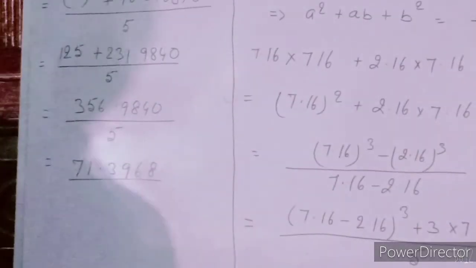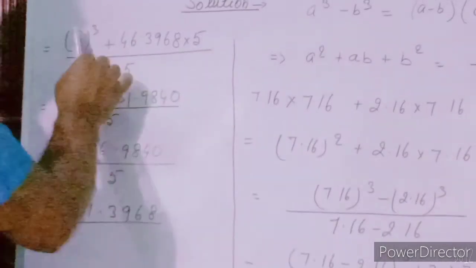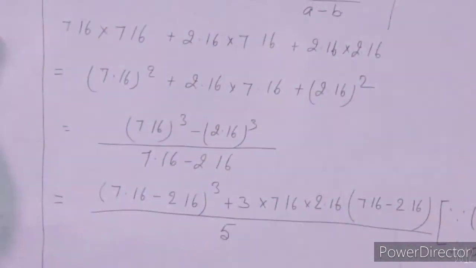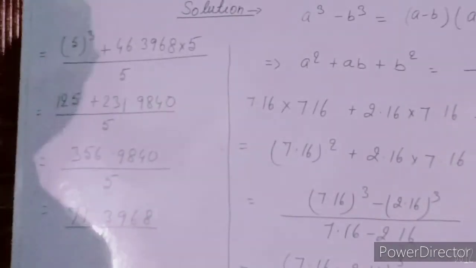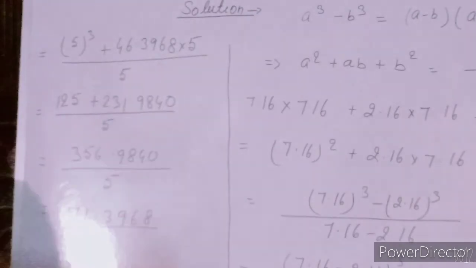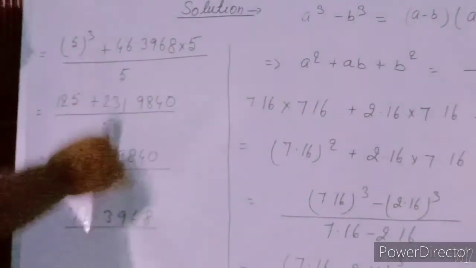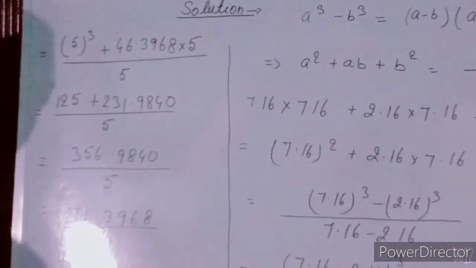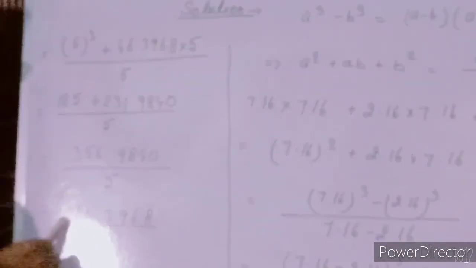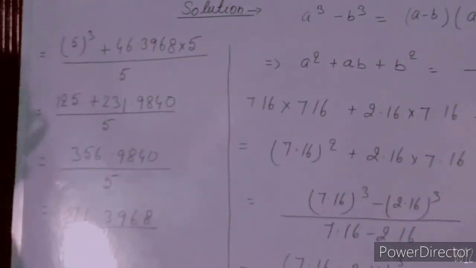Now come to this part. 7.16 - 2.16 became 5, whole cube, plus this multiplication, where I have done rough calculation, these 3 multiplications are 46.3968, and this subtraction is 5. So in this step, 5 5s are 25, 25 5s are 125, and these two multiplications became 231.984, divided by 5. I added these two and got 356.984 divided by 5. I divided this and I got 71.3968.